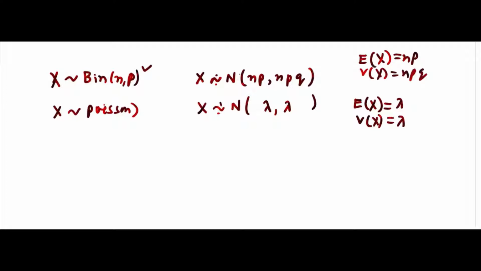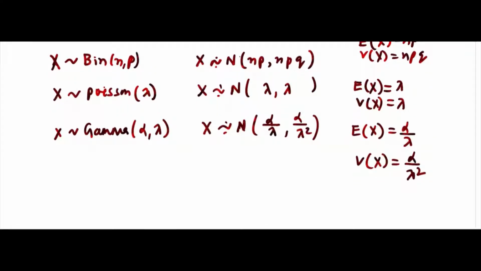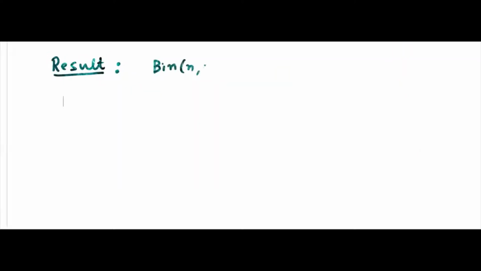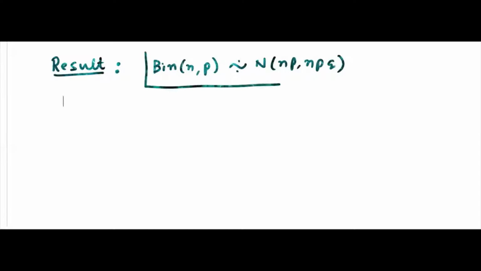We'll prove this. If you want, you can write other distributions as well. But these are the ones we use frequently. So for whatever distribution you know, just write the mean here and the variance here. Normal np, npq. We'll try to prove this one.